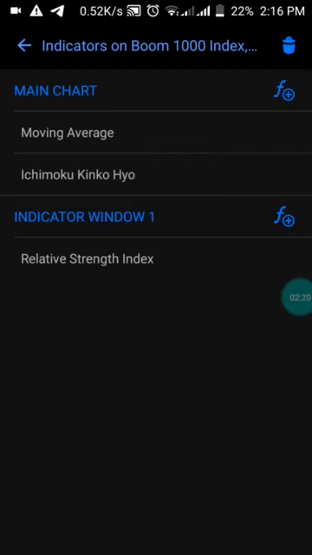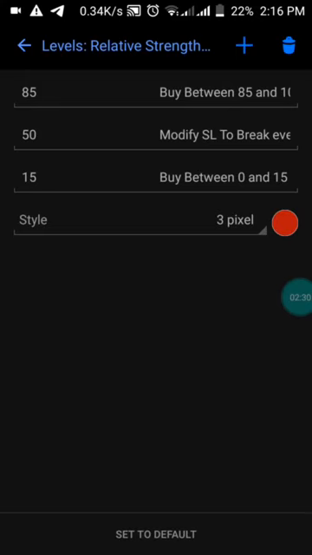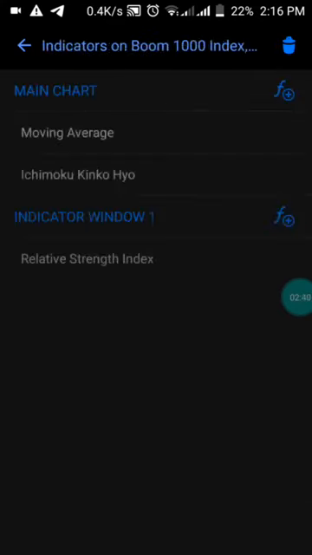Then we have the relative strength index in our window 1. We have the period of 5, apply to close, and the style in blue color. We have our levels also here: we have our 85 level, our 50 level, and our 15 level. I have that in red color. Then you can press on done.